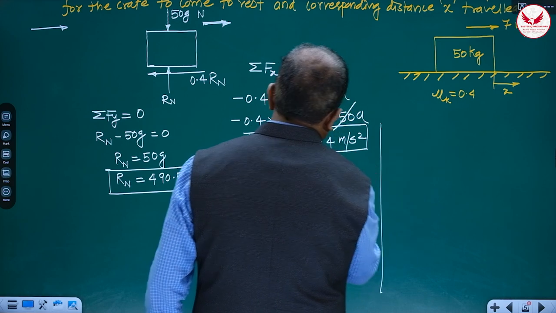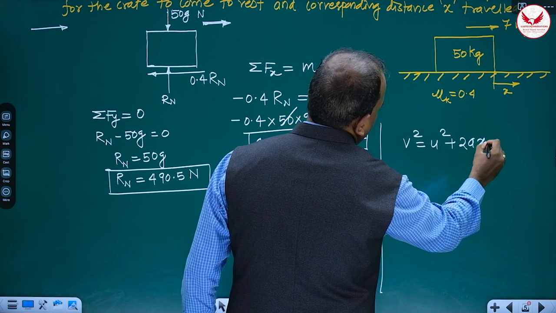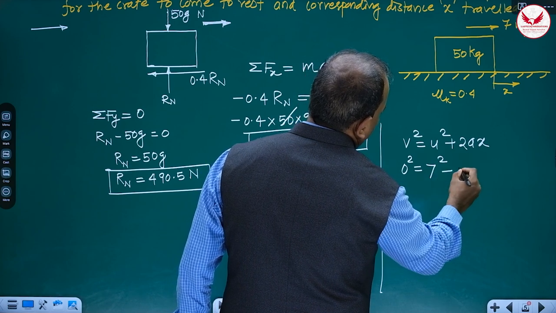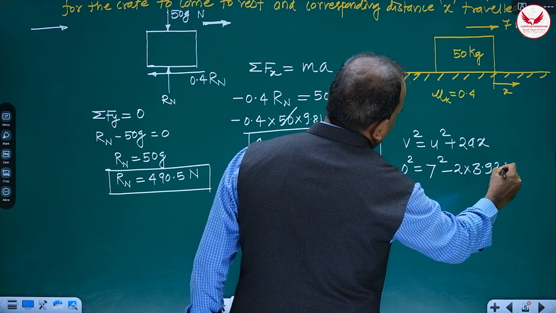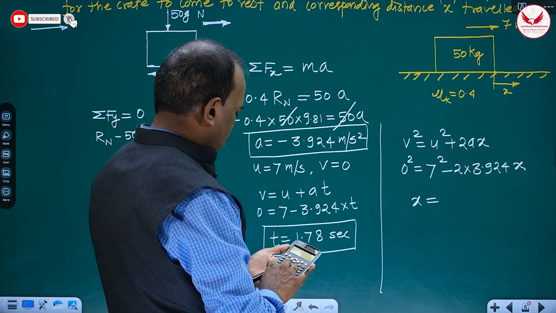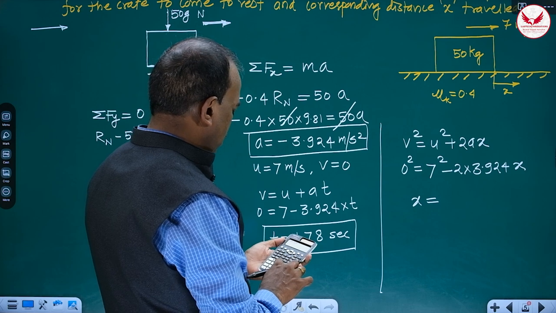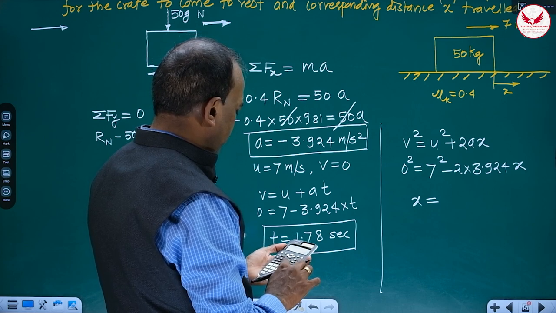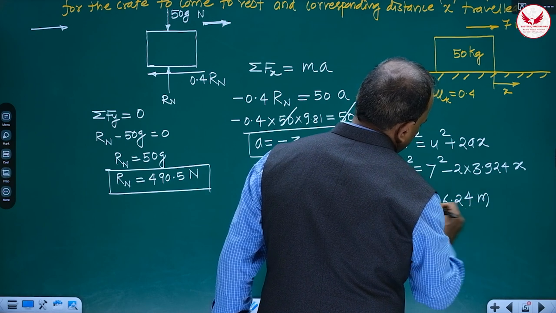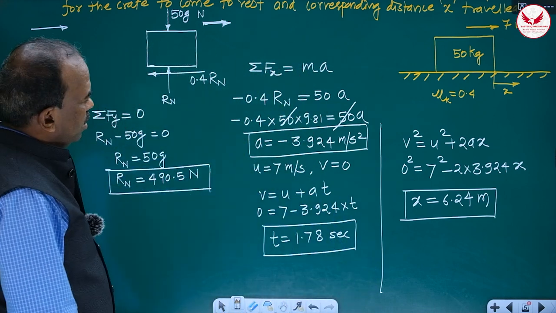So it is going to use again, when acceleration is constant, you can use equations of motion. V square is equal to u square plus twice ax. Now here instead of s, x notation is used. 0 square is equal to 7 square minus, because a is negative, into 3.924x. And from this, we will get x. 49 divided by 2 into 3.924. It is 6.24 meters. Means like this, in a very simple way, we can solve this example.